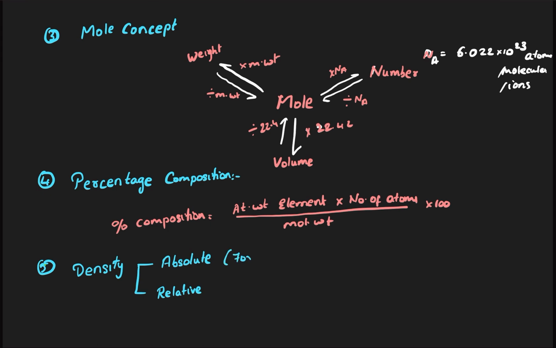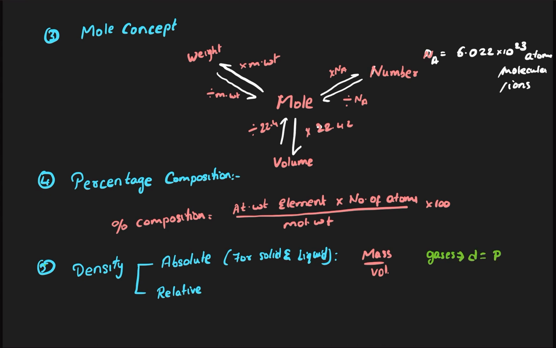For solid and liquid we use absolute density, which is nothing but mass by volume. For gas also it is the same thing, so density is equal to mass by volume for gases, but there is an extra formula. For gases you can also use this formula.